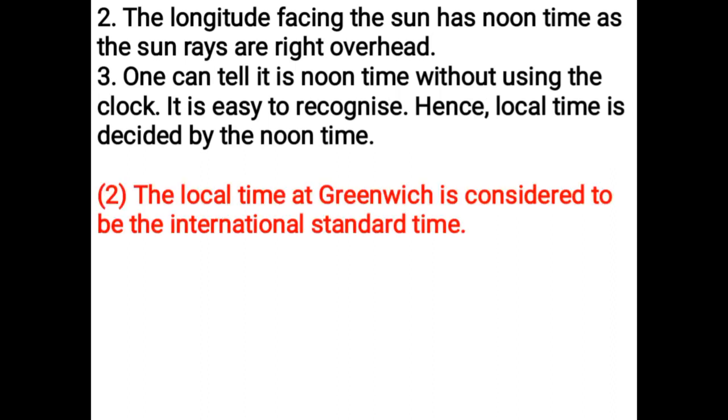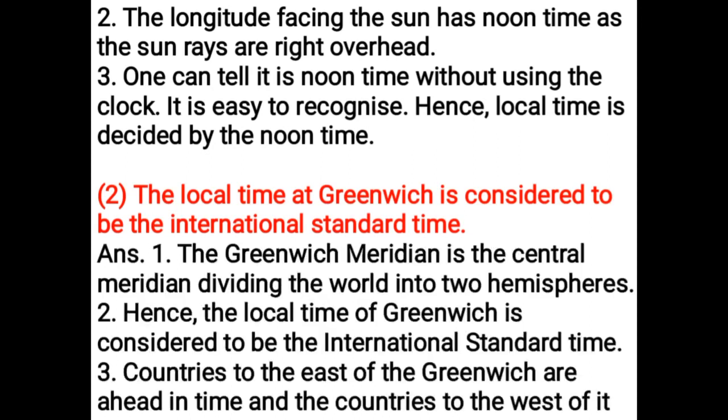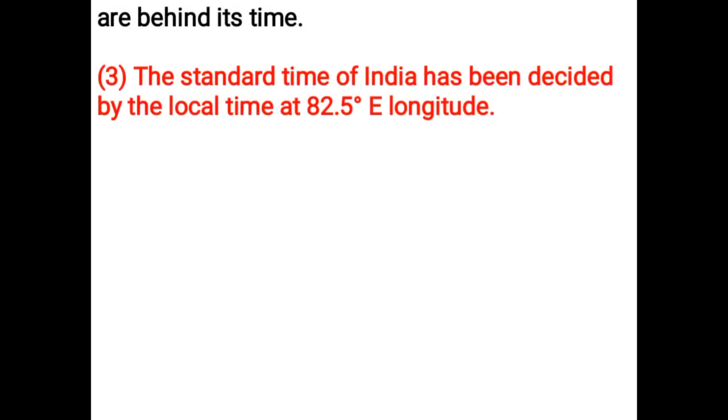The local time at Greenwich is considered to be the international standard time. The Greenwich meridian is the central meridian dividing the world into two hemispheres. Hence, the local time of Greenwich is considered to be the international standard time. Countries to the east of Greenwich are ahead in time, and the countries to the west of it are behind its time.